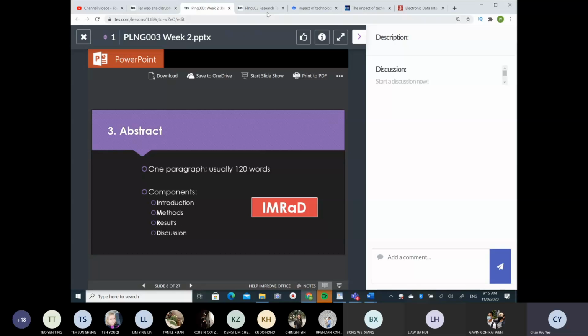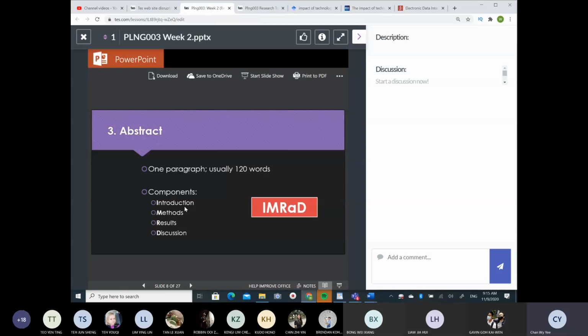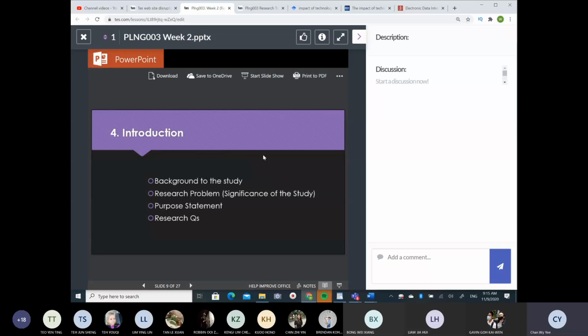If you look at the components here, it will actually give you a lot of information. All right, so normally when we look for research articles, we like to look at the abstract because it gives us a lot of information. Like the methods, which is really important, the results, and the discussion. Okay, followed by introduction. What do we write in introduction?